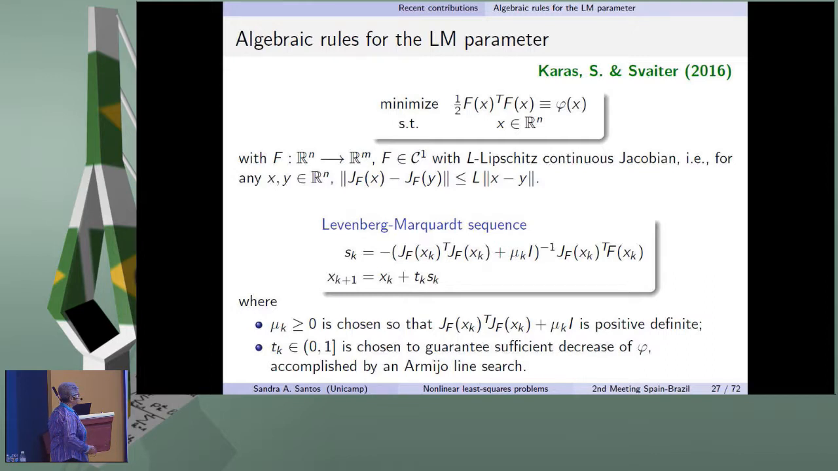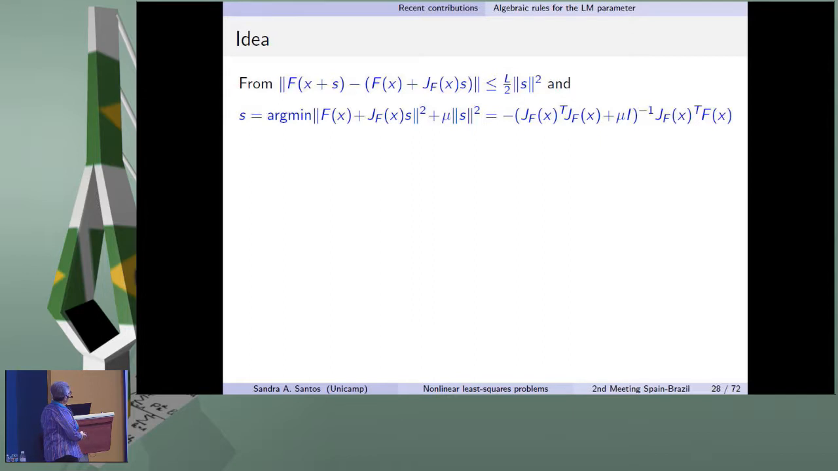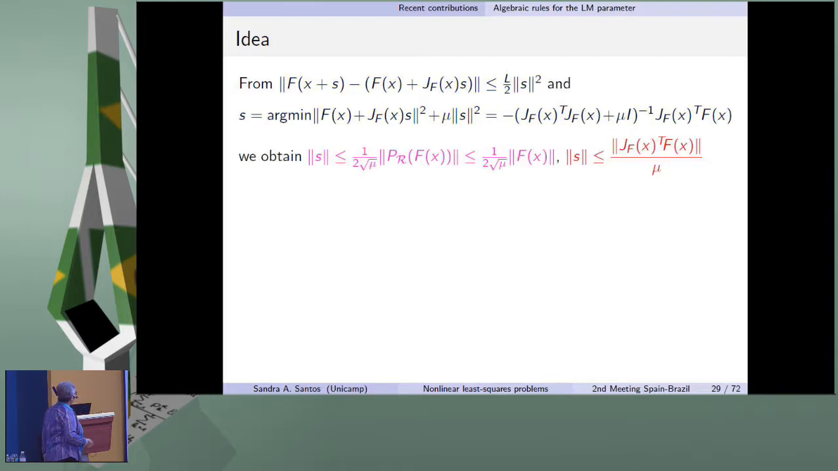And we use the Armijo line search for detecting this decrease. Briefly, in these slides, I have removed the iterate k, just not to burden the notation, but we are at a certain iterate. Here we have the classical linearized error, and I have recalled the expression for the Levenberg-Marquardt step. So we have devised two distinct bounds for this step based on problem information.